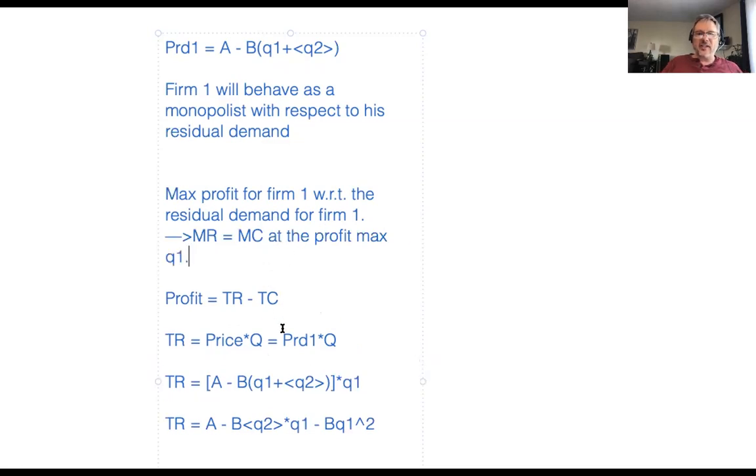The only difference is that the marginal revenue is going to be a residual marginal revenue based on the residual demand function.